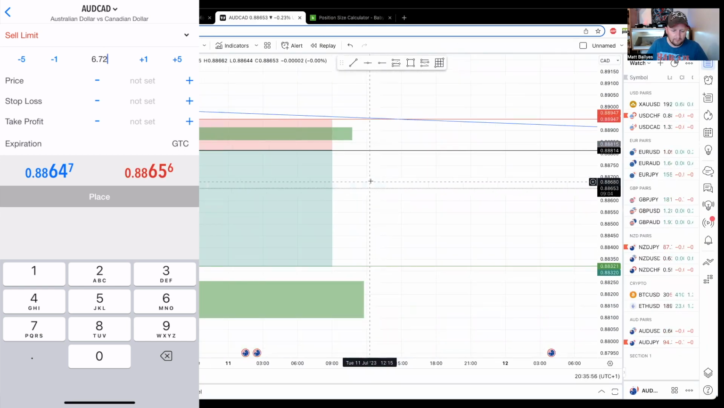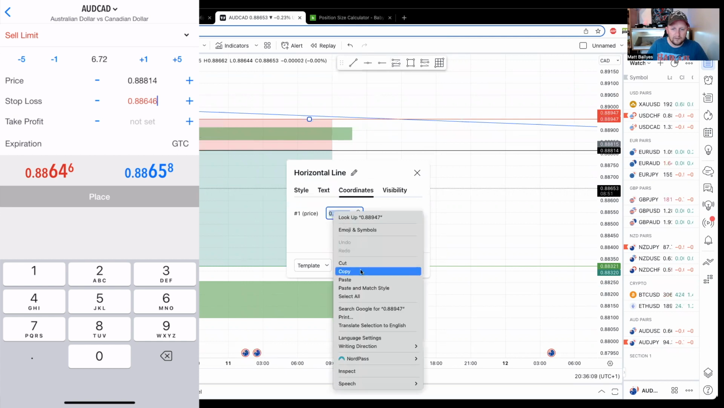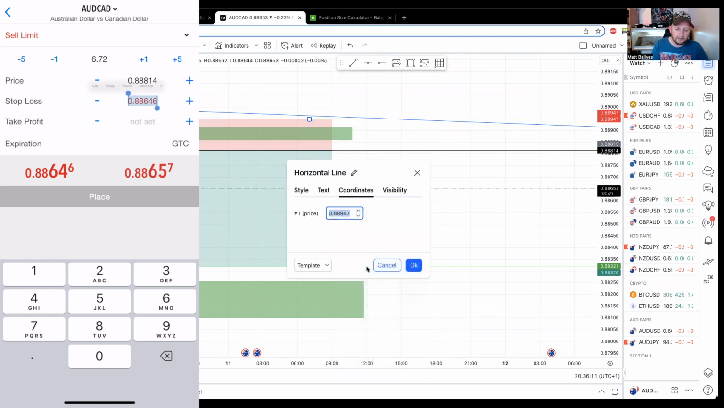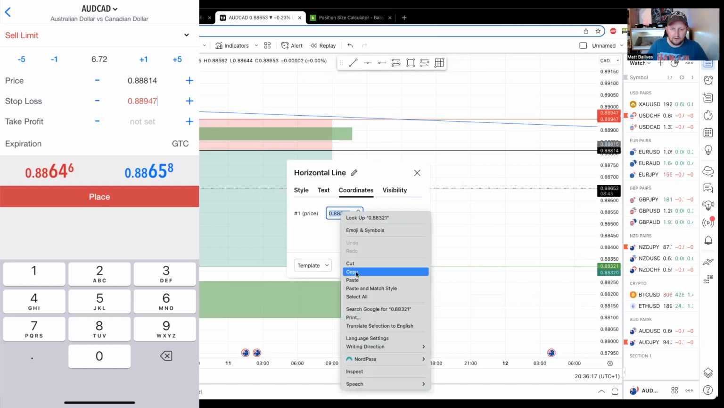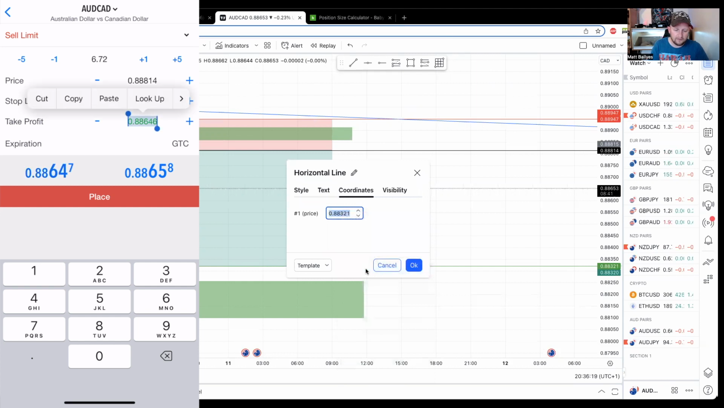The next thing I'm going to do is go back over onto TradingView, and we're going to enter our entry point. Our price there is our entry one, so I've already copied and pasted that into here. And then we're going to set our stop loss. We're going to double tap on the red line, get the coordinates up, and literally copy and paste that straight into the app like that. Then we come down to our take profit down here, copy, and paste that straight into the app, just like that. So I've got all my parameters in place.